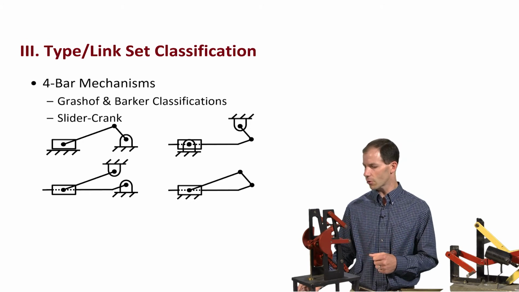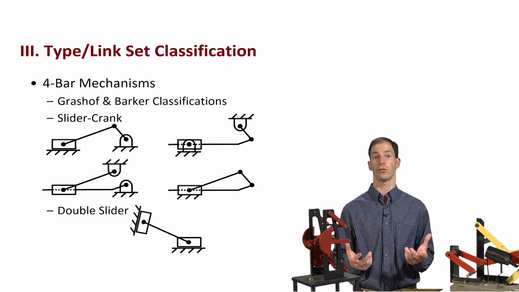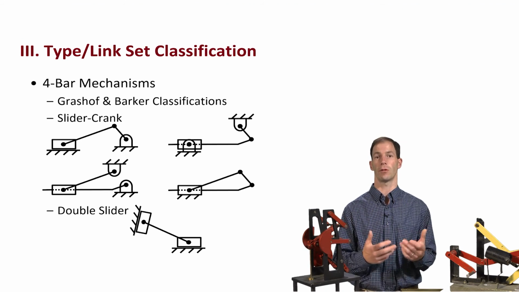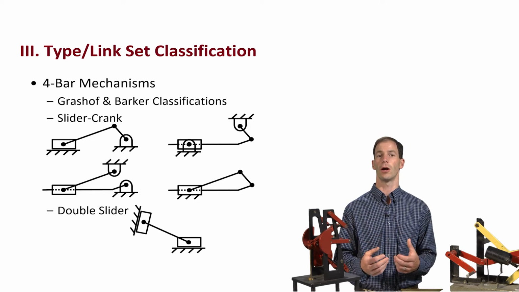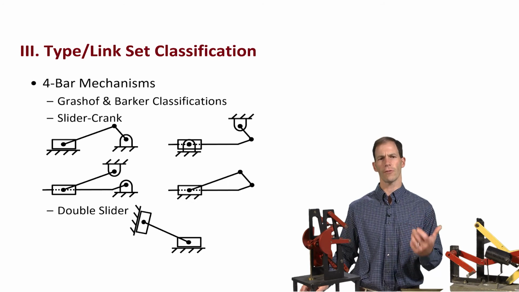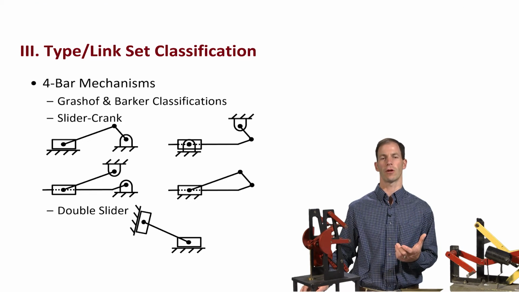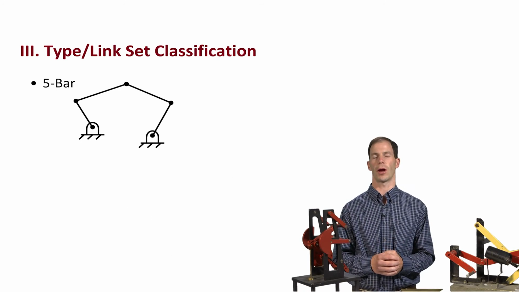Now, we also have another class of 4-bar mechanisms, which we call the double sliders, where we have 2 sliders, in this case moving on ground, but you can imagine I can have other kinematic inversions of those. So these are really the 4-bar mechanisms or the 4-bar link sets that we have. What if I want to get more complex than what a 4-bar mechanism can do? Well, the next idea is let's add another link, and we jump up to a 5-bar mechanism.